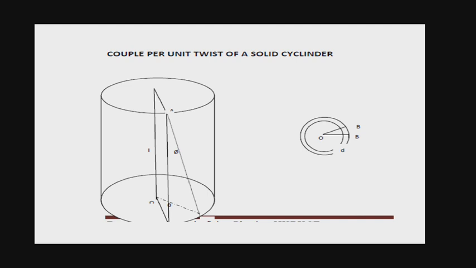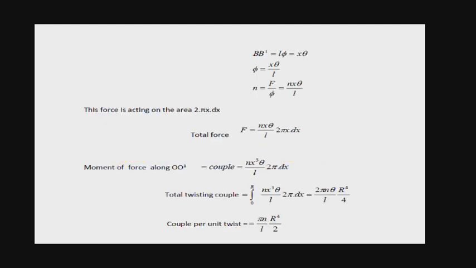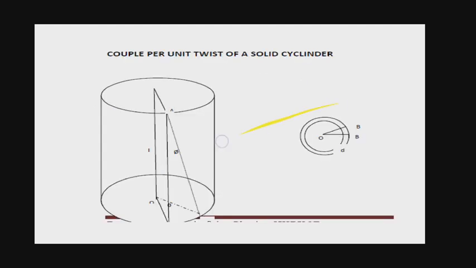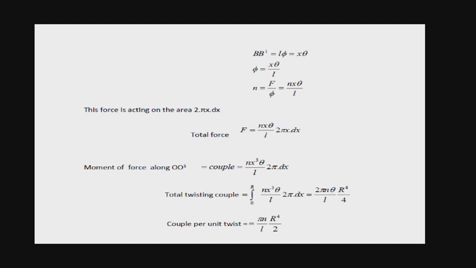On twisting, the point B shifts to B dash. This is B and B dash. So, the formula is BB dash is equal to L into phi, that is x into theta. So, rearrange this formula: phi is equal to x theta divided by L. So, eta is equal to F by phi, that is equal to eta x theta divided by L.